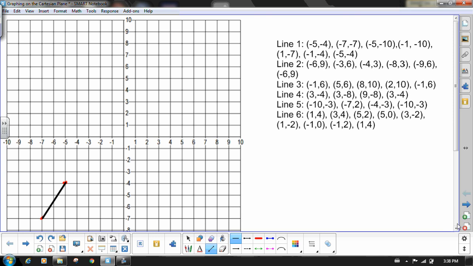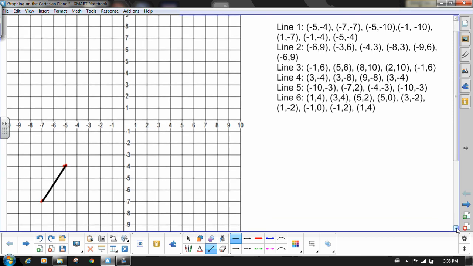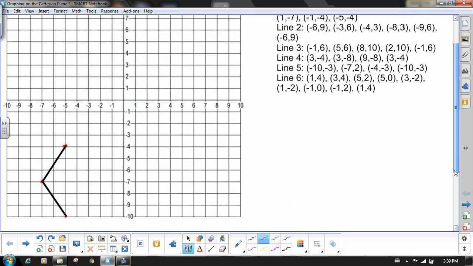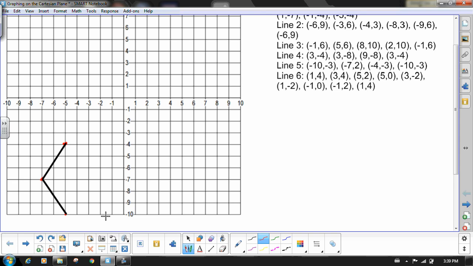Okay. Next I need to get the next value. So the next value is at -5, -10. When I plot -5, -10, it's going to be right here. And then I'm going to draw a line that connects back to that original point. Then the next point that I have listed is at -1, -10. So -1, -10 is right here. And then again, every time you plot a new point, you're going to connect it to the one that you had before.